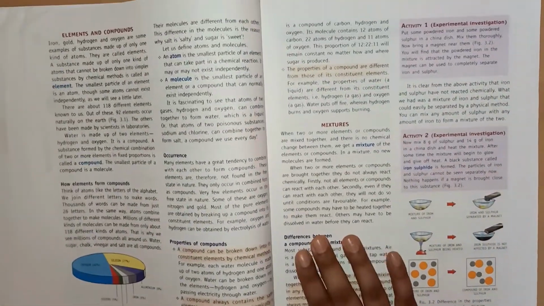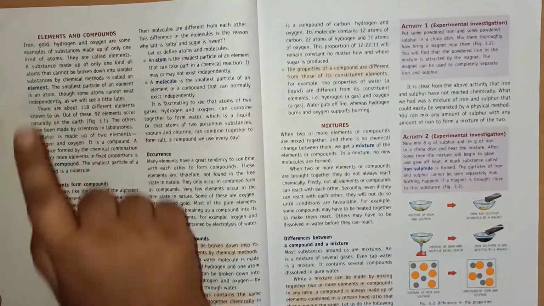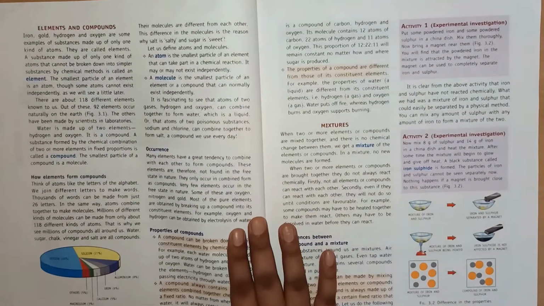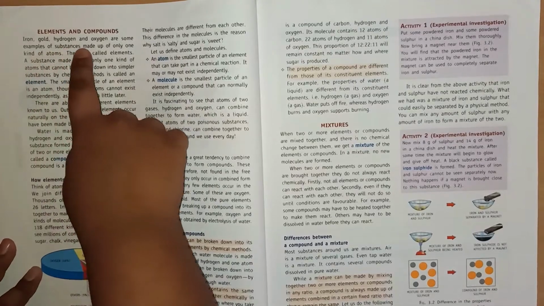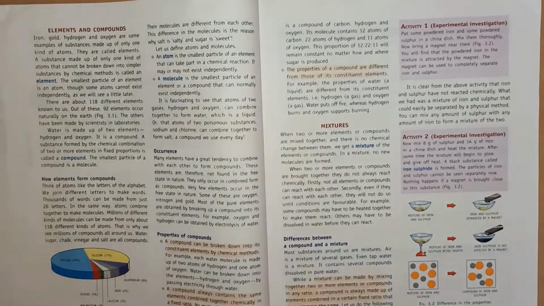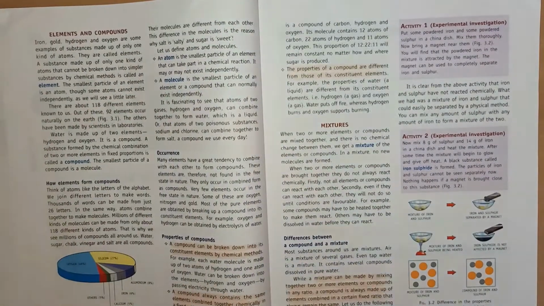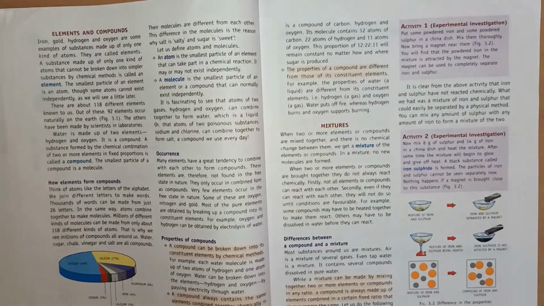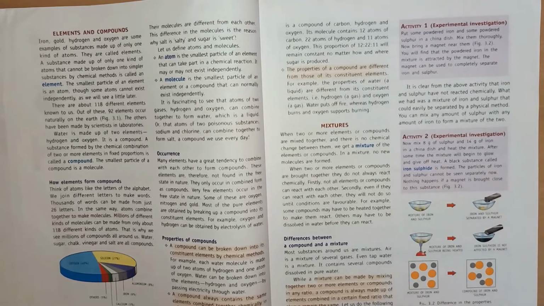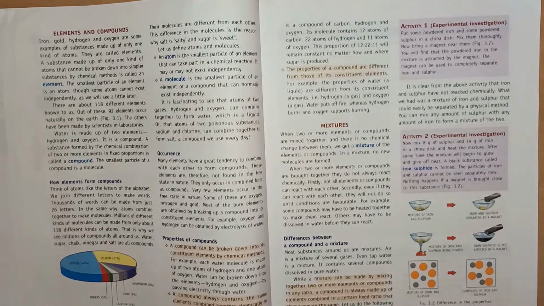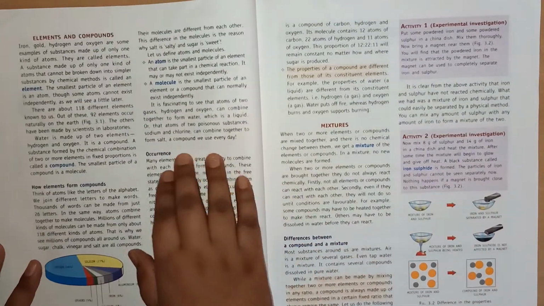Elements and compounds. Now we will read about elements and compounds. So iron, gold, hydrogen and oxygen are some examples of substances that are made up of only one kind of atom. They are called elements. So elements are those substances which are made up of only one kind of atom. Like oxygen is made up of only oxygen atoms, and iron is made up of only iron atoms, and gold is also made up of only gold atoms.